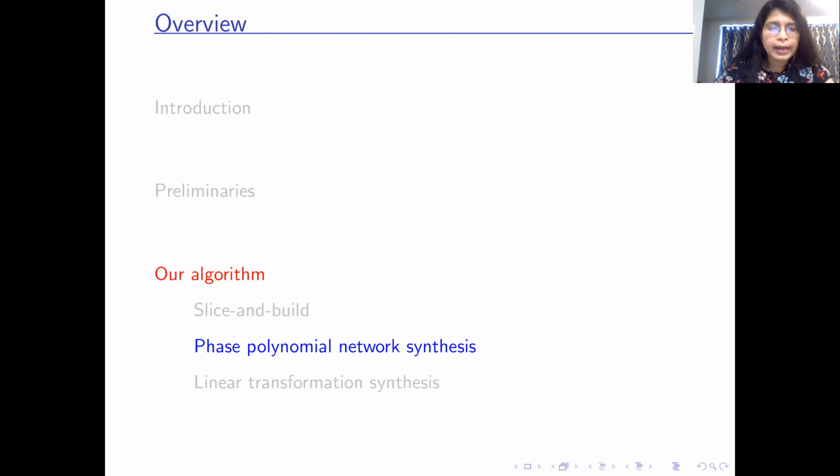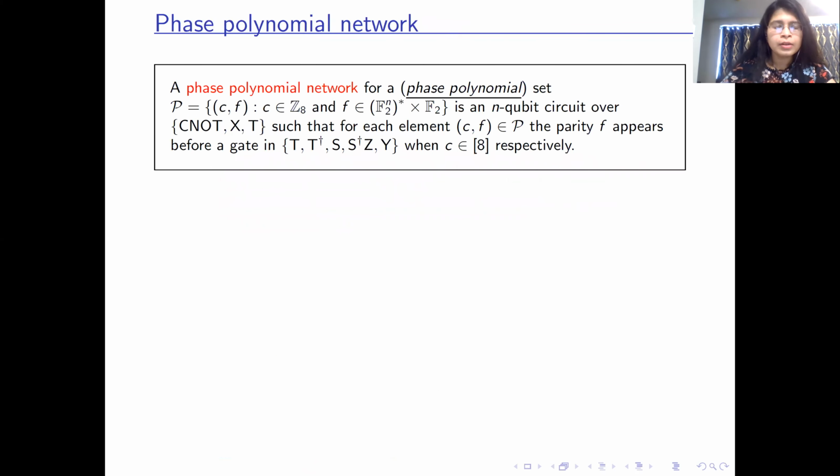So now let's look at a phase polynomial network synthesis algorithm. First, what is a phase polynomial network? Given a phase polynomial set, which I have described before, a phase polynomial network is an n-qubit circuit over CNOT, X, and T or any rotation gates, such that for each element, each such monomial and coefficient, the parity F appears before a gate in this set: T, T dagger, S, S dagger, Z. This monomial is the parity term, as I said before.